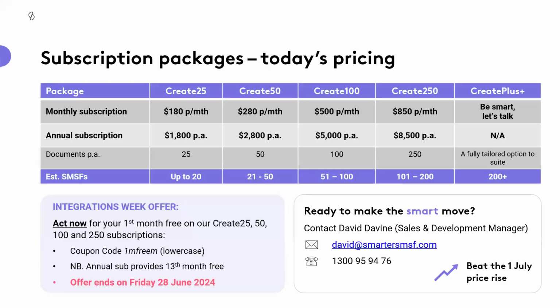So we have a broad range of subscription packages. So we have our PAYG pricing that you saw on the site before, but our document subscriptions start at just $25 over a 12-month period and go all the way through to fully customizable solutions where we've got firms that are on 500, 750, potentially even 1,000 documents a year.